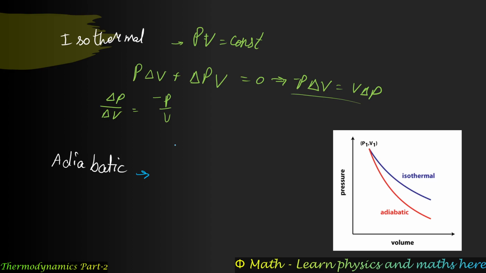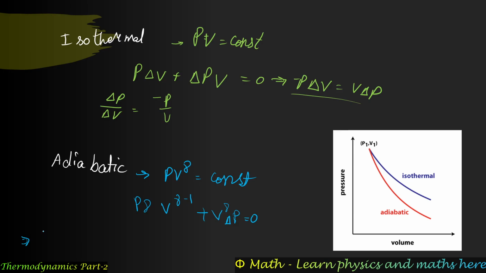So in adiabatic we have PV to the power gamma is equal to constant. So differentiating this, as we have done in isothermal, same thing doing again, we get P gamma V to the power gamma minus 1 plus V to the power gamma delta P is equal to 0. Just applying the product rule for differentiation.